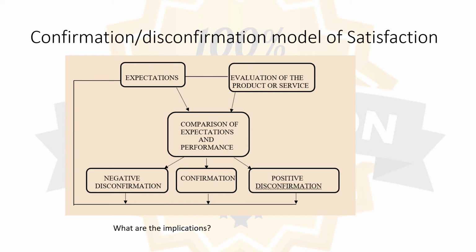And of course, one of three things can happen. The first thing that can happen is that the product meets your expectations. The product is just the way that you thought it was going to be, and your expectations have been met. This then results in what is referred to as confirmation. That is, things turned out the way that you expected them to turn out.